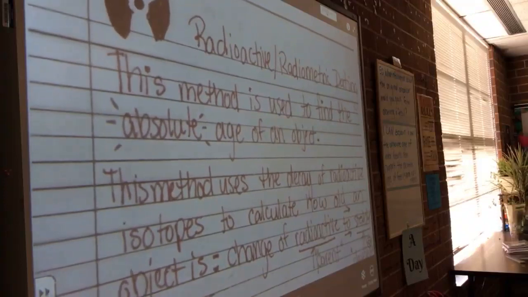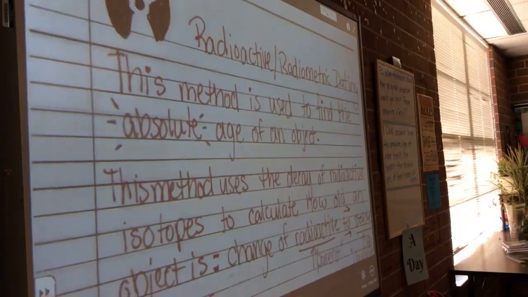All right, when we're talking about absolute age of something, remember we're talking about a number, whether it is your absolute age of 13 years old or the rock's absolute age of 1.9 billion years old. It's a number. It's specific.